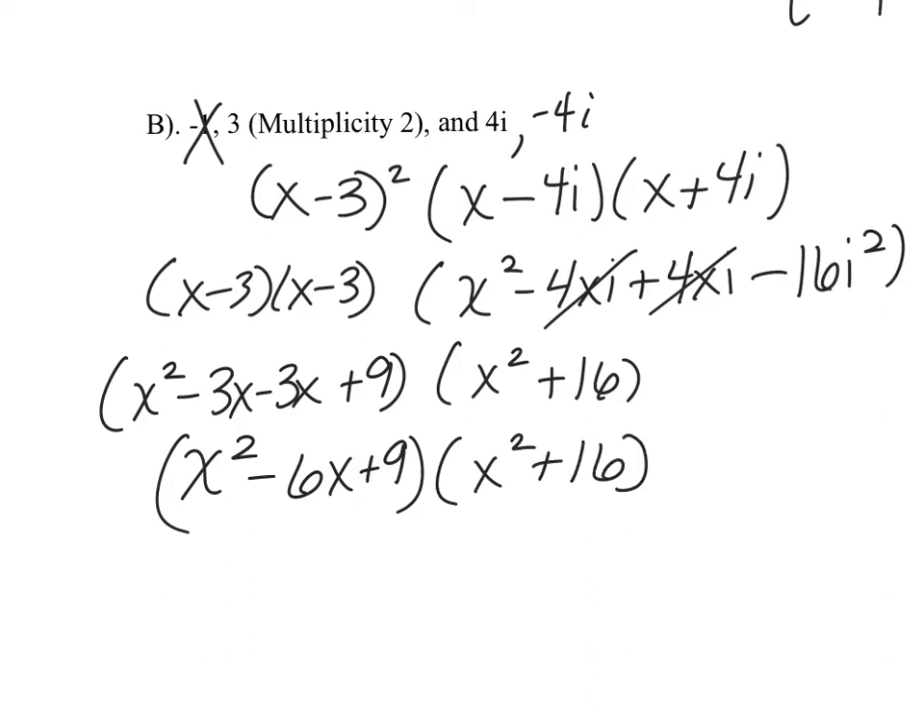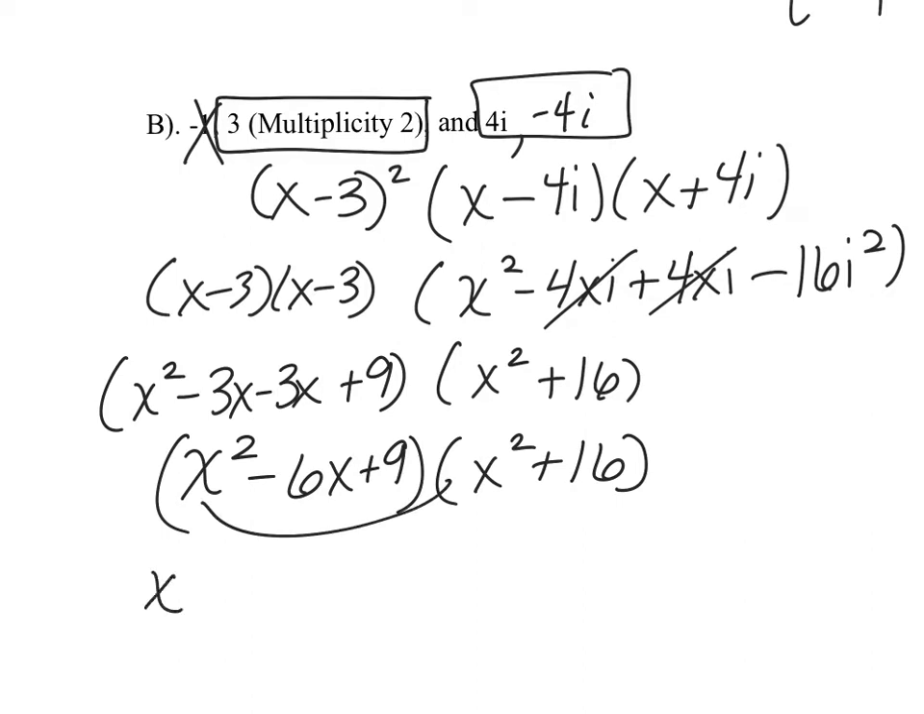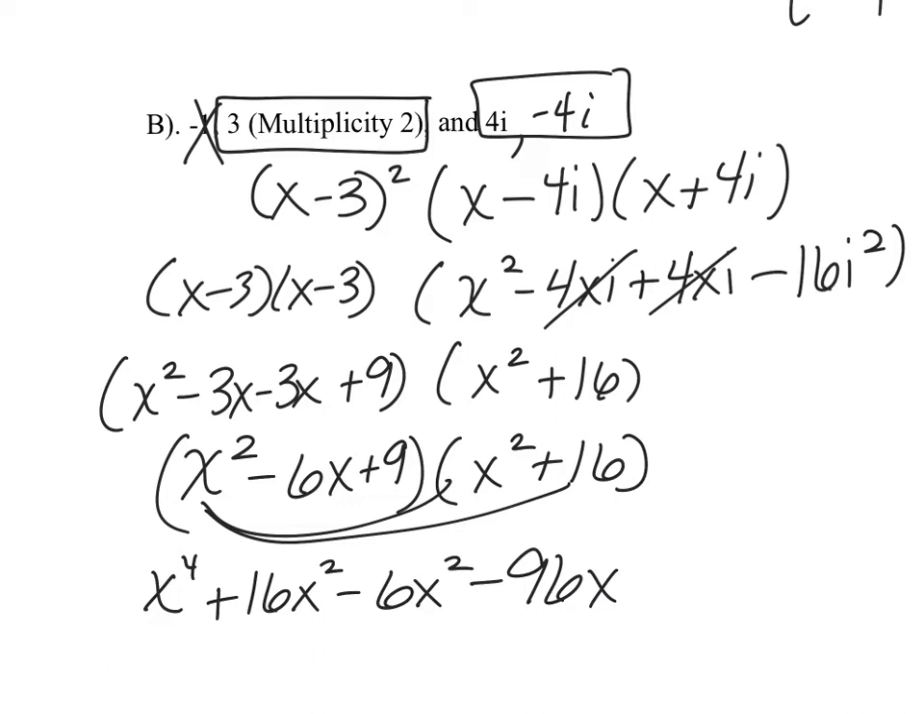Okay, we've got to keep going through and distributing and FOILing. This is a 4th degree. We have 4 zeros. We had this one occurs twice, and you have -4i and +4i, so it should be a 4th degree. So x to the 4th plus 16x squared minus 6x squared minus 96x plus 9x squared, and then plus 9 times 6 is 144.